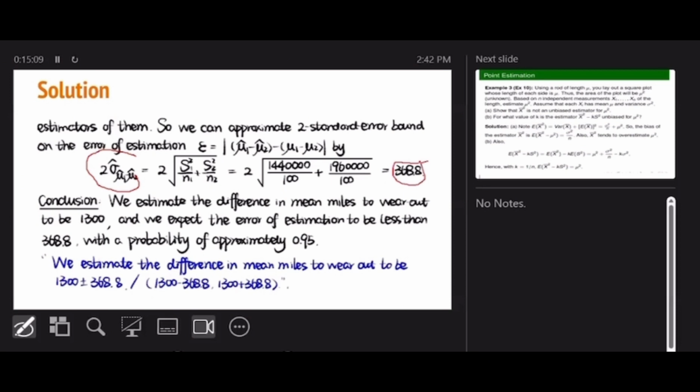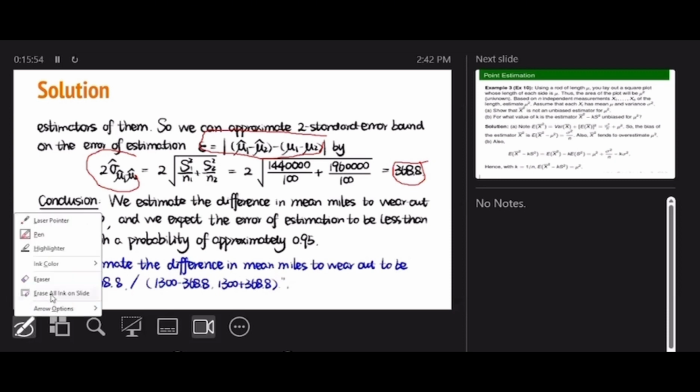If you take a look at this, the error of estimation itself is this guy. The error of estimation is going to be the difference between the point estimator minus the parameter. The point estimator is mu hat 1 minus mu hat 2. That's a point estimation of the difference, while mu1 minus mu2 is the population parameter of the difference. So if you take a look at that, now I want to have a conclusion.